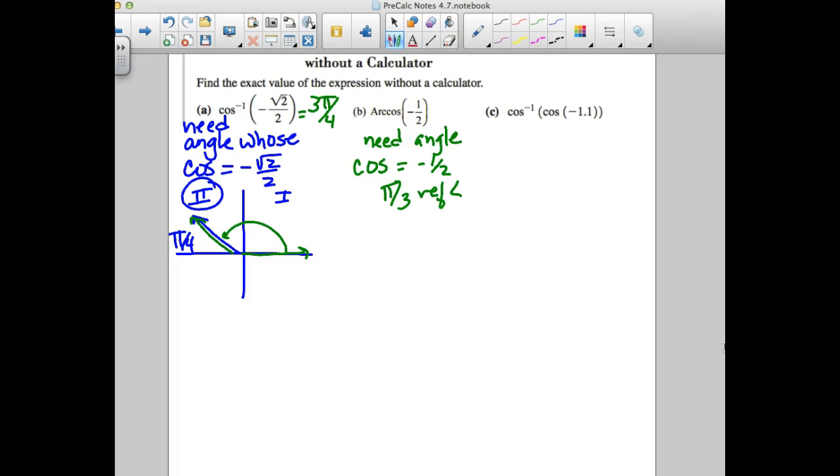So I need a pi over 3 reference angle. Again, cosine is negative in quadrant 2. Arc cosine is defined in quadrants 1 or 2, but it's negative in quadrant 2. We want a pi over 3 reference angle. So to get there, we're going from here to there. So my answer is going to be 2 pi over 3.